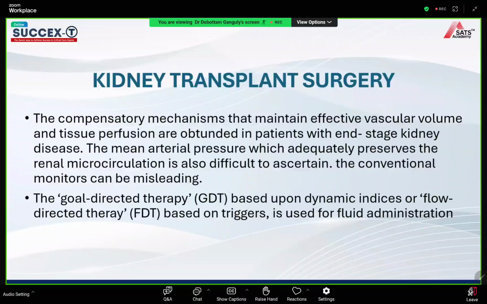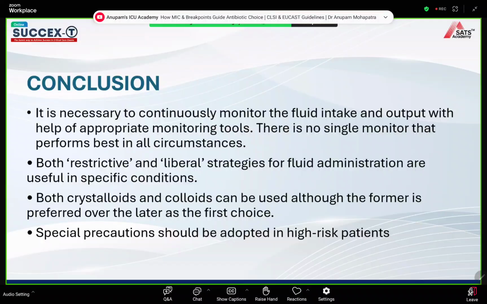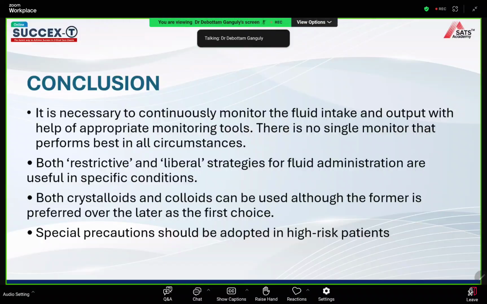We have to check the background disease condition. We have to check the other comorbidities, and then we have to choose our fluid and transfuse accordingly. So, in conclusion, it is necessary to continuously monitor the fluid intake and output with the help of an appropriate monitoring tool. There is no single monitor that performs best in all circumstances. Both restrictive and liberal strategies of fluid administration are useful in specific conditions.